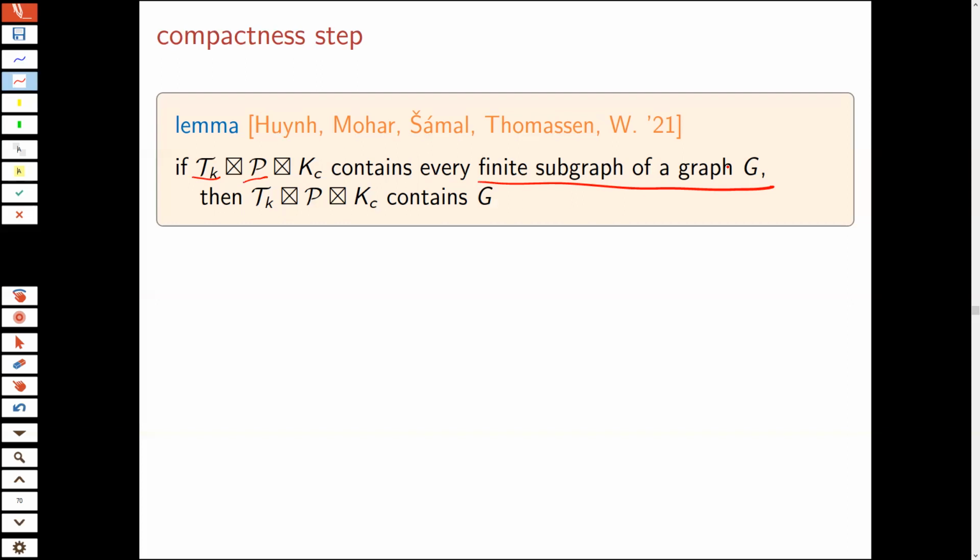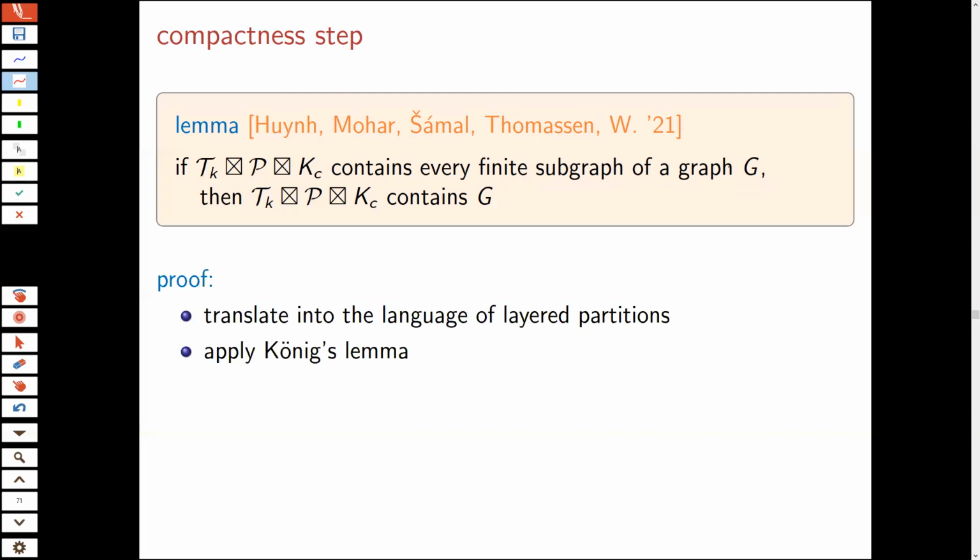The proof of this actually took us quite a long time to find. And the key was to translate the product into something called layered partitions, which is an equivalent way to describe the same thing. And once you think about it in terms of layered partitions, then the proof is straightforward. And you can use Koenig's lemma, which is a key tool from infinite combinatorics, to conclude this compactness step.